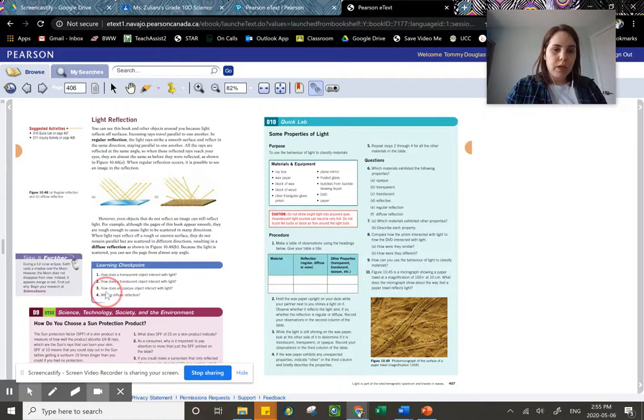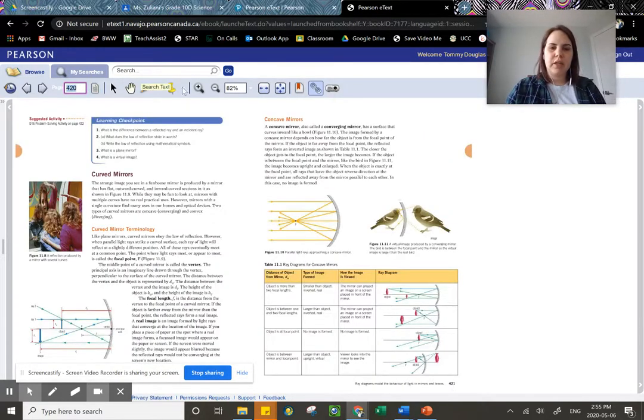Okay, so the first set of questions that you need to do right here is the learning checkpoint, question 1 through 4. We're also going to be looking at page 420 in section 11.1 of your textbook. Right here, question 1 through 4. Okay, so that's our homework for today. You can complete that in a Google Doc, okay, and submit your answers to your questions on Classroom under your assignment tab. Okay, hopefully that's clear for today.